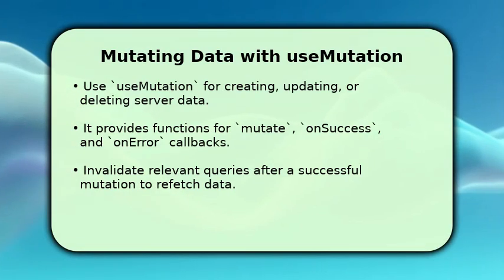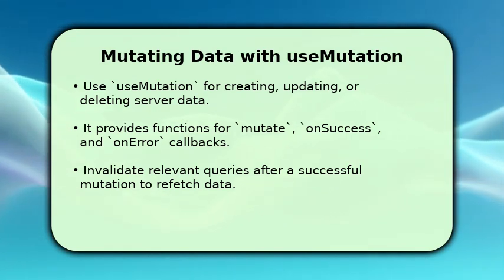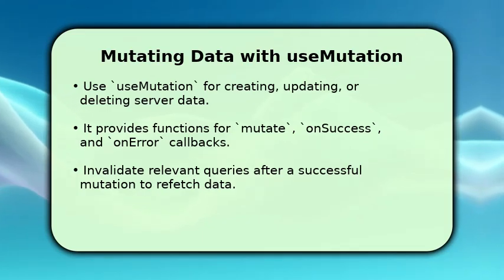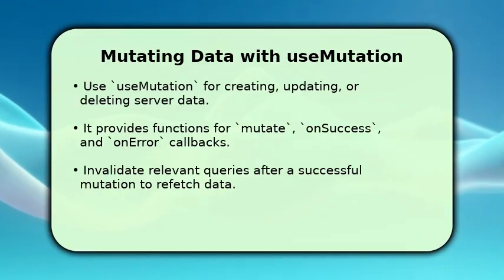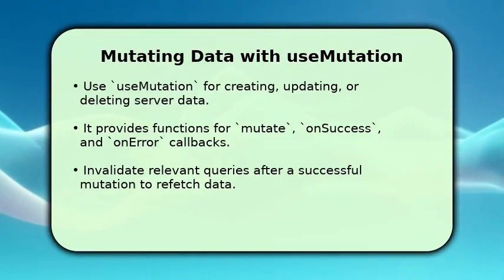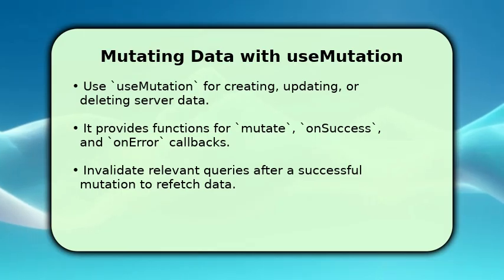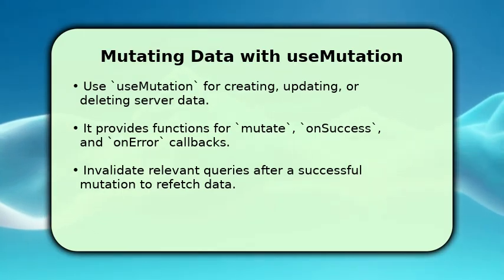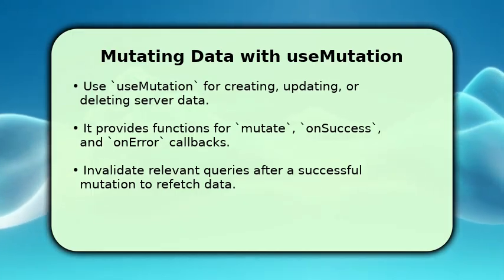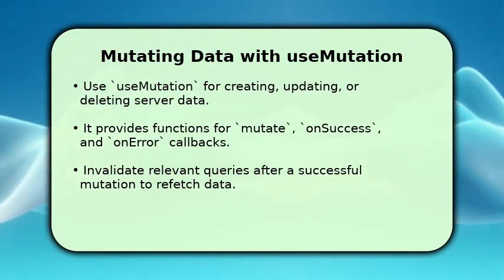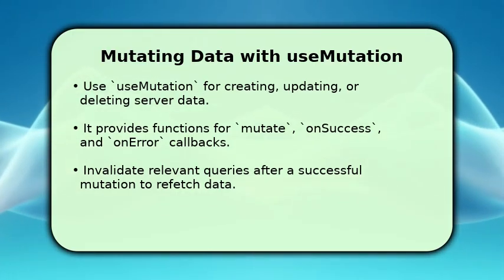When you need to modify data on your server, useMutation is your go-to hook. It's perfect for operations like creating new items, updating existing ones, or deleting records. You get access to a mutate function to trigger your server call, along with onSuccess and onError callbacks for handling responses. Crucially, remember to invalidate related queries after a successful mutation to ensure your UI reflects the latest server state.